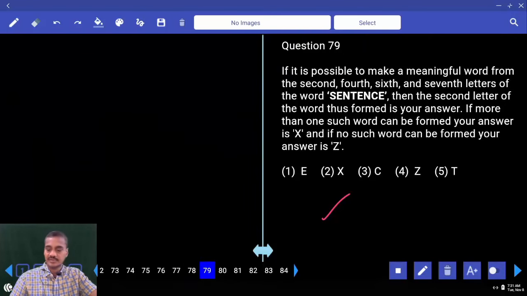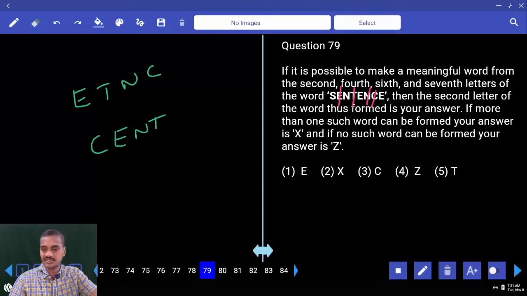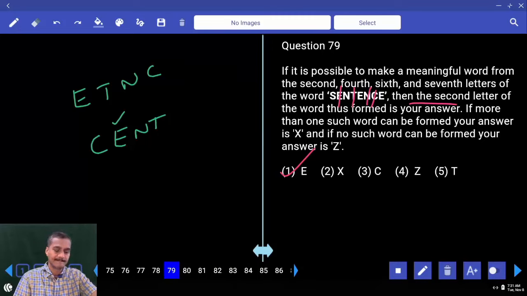Then, if it is possible to make a meaningful word from the second, fourth, 6th and 7th letters. Second, 4, 6 and 7. What are the letters we have? E, T and C. Now with the help of these letters, what is the word that can be formed? Scent. S, C and T, scent is the word that can be formed. As scent is the word that can be formed, then the second letter of the word thus formed is your answer. What is the second letter? E. E, that is choice 1, question number 79.